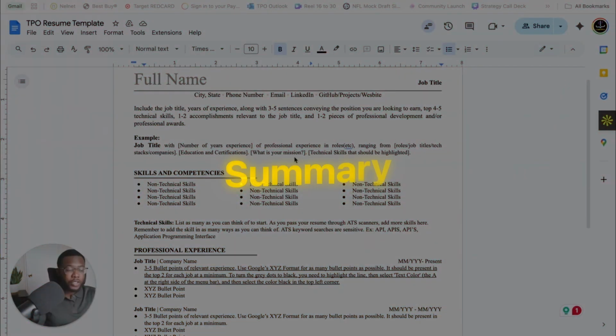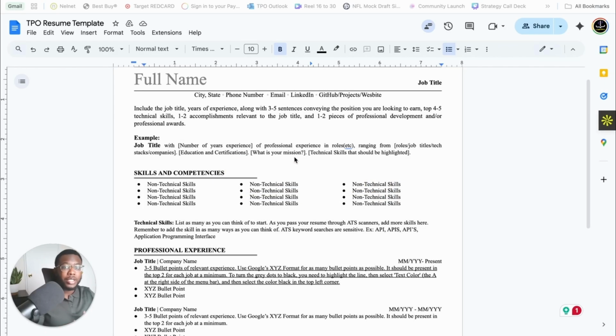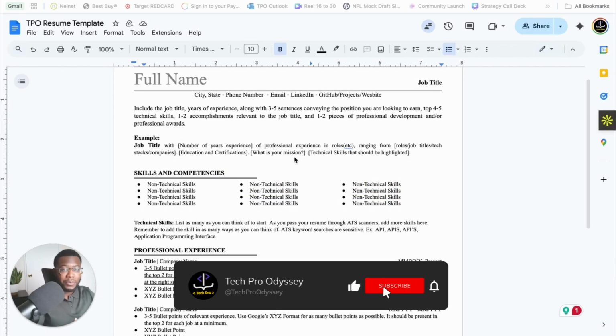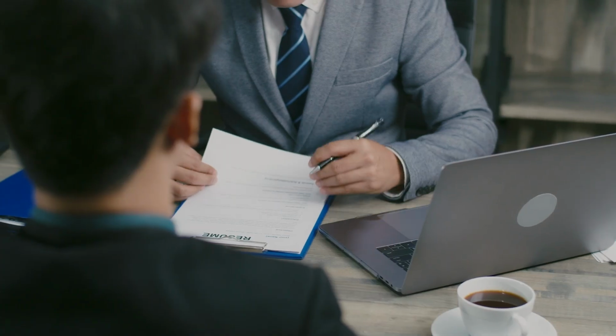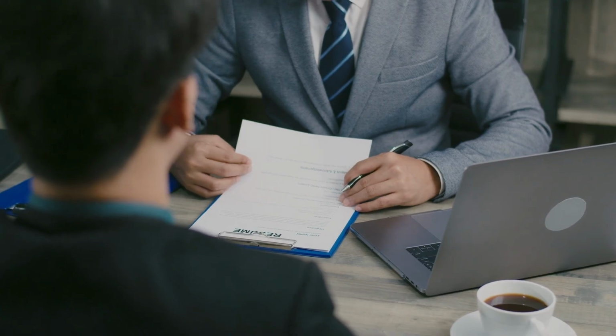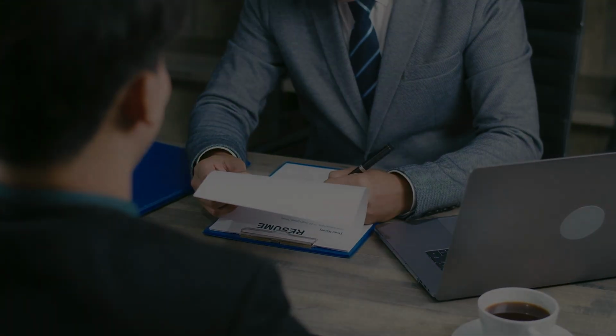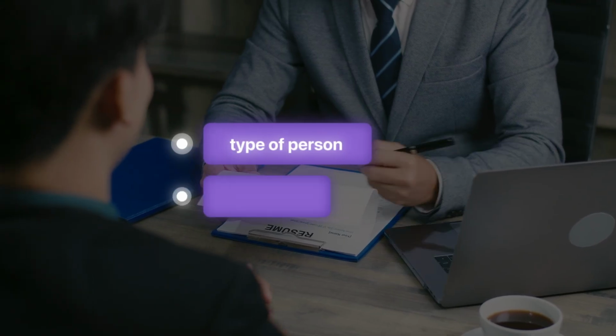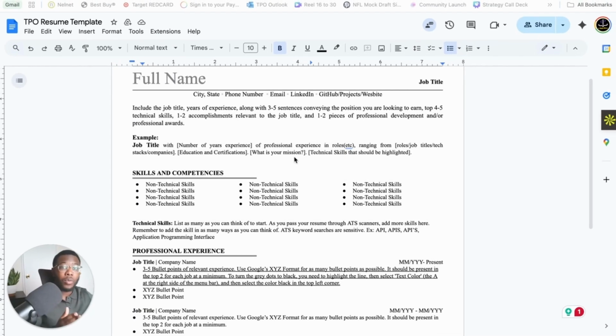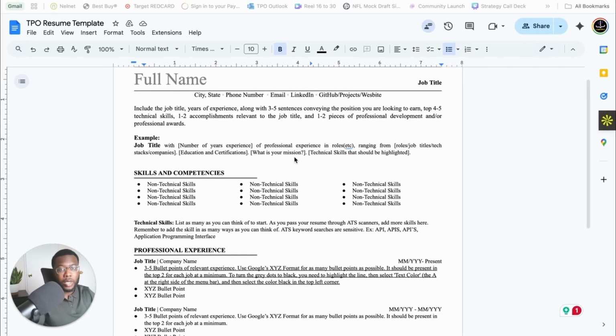This is a controversial take, but I found that having a summary drastically increases your chances of getting callbacks. And I think the reason for that is because in the summary, instead of the recruiter skimming and barely reading your entire resume, they can just fully read your summary and get a really good understanding of the type of person that you are and your past experiences. So there is a wrong way to write your summary and there is a good way to write your summary.